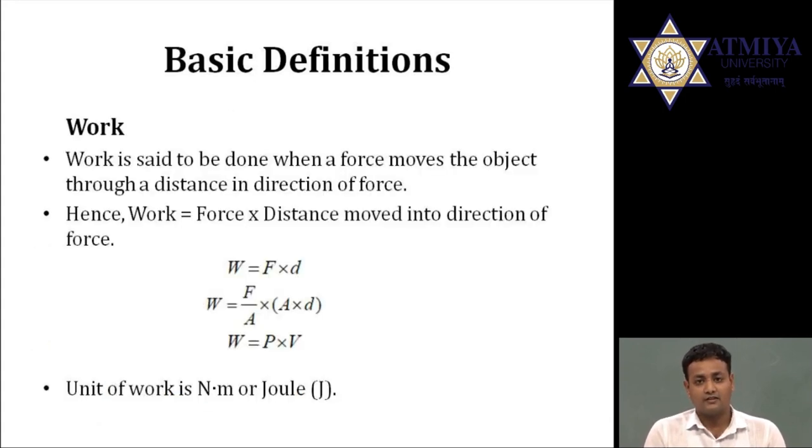Now, work done or work. Work is said to be done when the force is applied on a body and it travels in the direction of force. It means W = F × d, where d is the displacement and F is the force. The unit of force is Newton and the unit of displacement is meter. So the unit of work done is Newton meter, which is also known as a joule.